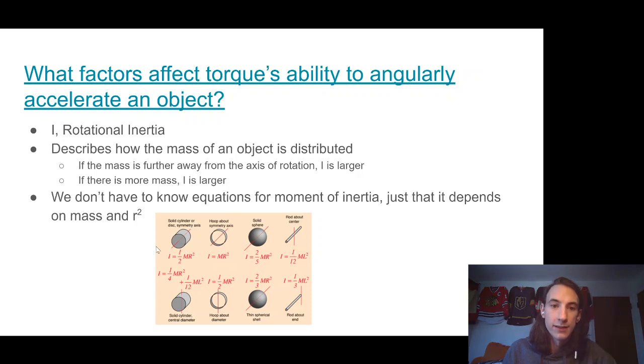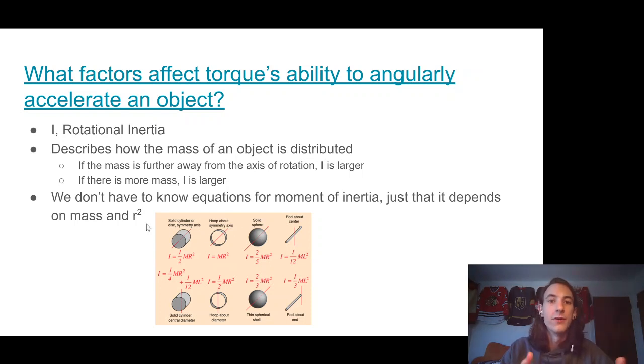So if we look at the cylinder versus the hoop over here, for the hoop, most of the mass is really far away. So it's going to have a larger moment of inertia than the cylinder, because in the cylinder the mass isn't all concentrated at the edges. The mass is spread out throughout the cylinder. So this one has a lower moment of inertia, meaning it'll be easier to rotate than the hoop.